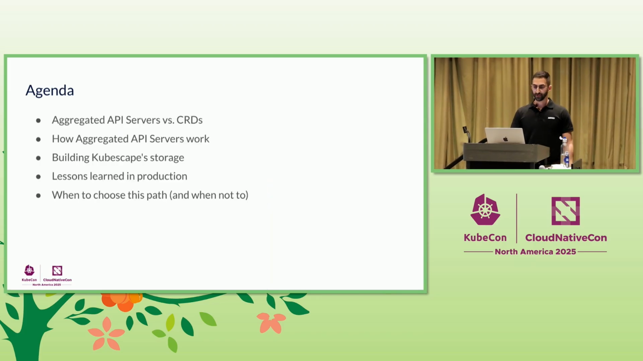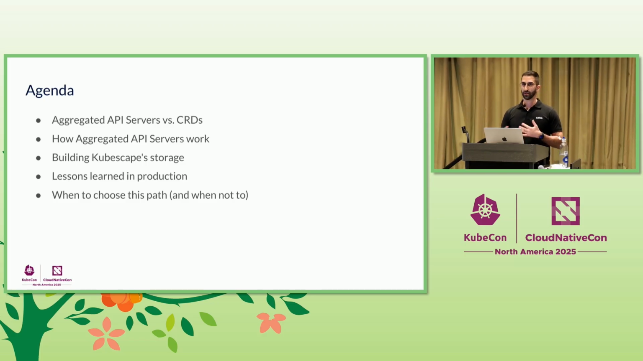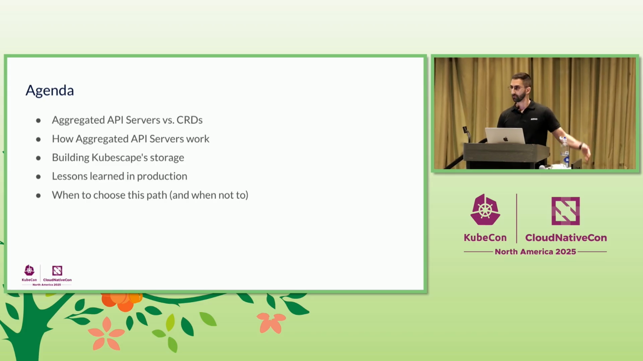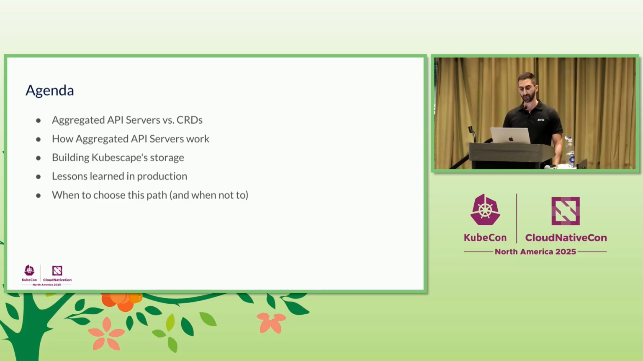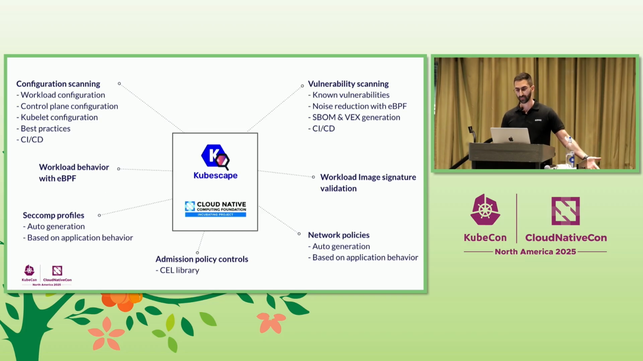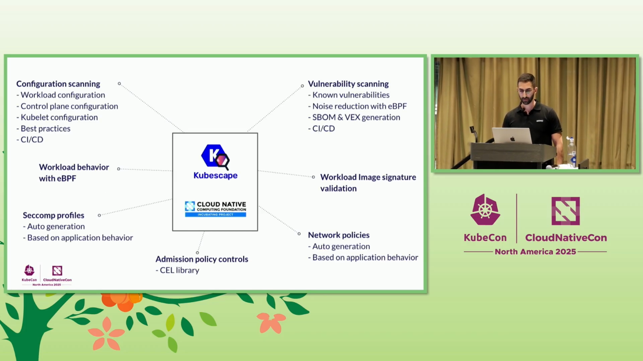So the agenda for today is we're going to start by looking at the differences between CRDs and aggregated API servers. We'll see how these aggregated API servers work, and we'll take a look at a use case, how we in Kubescape developed our own server. And also, we'll go over the lessons we learned in production and when to choose this path and when not to. So that's the agenda for today.